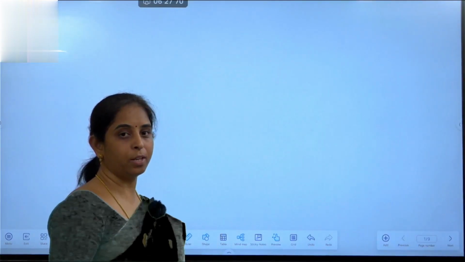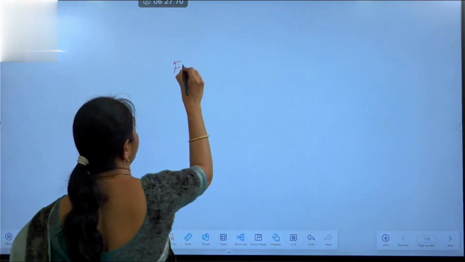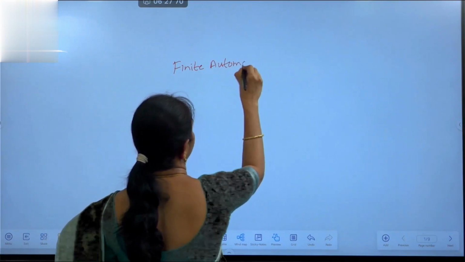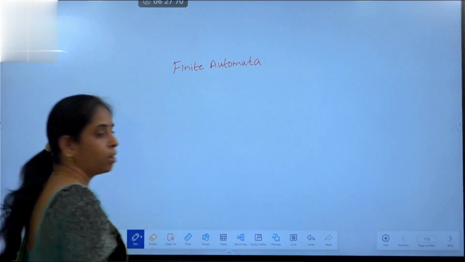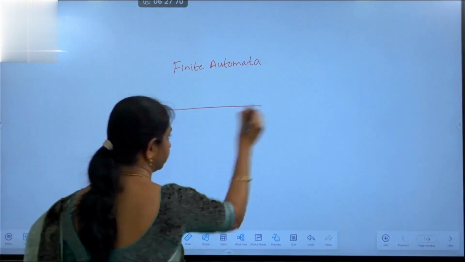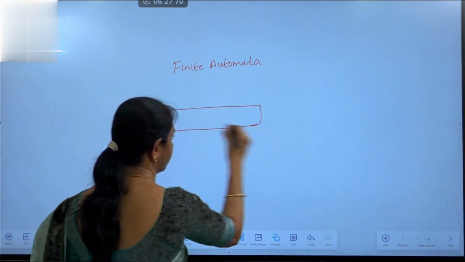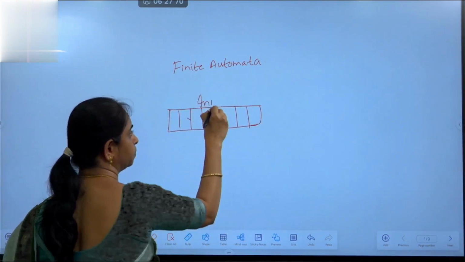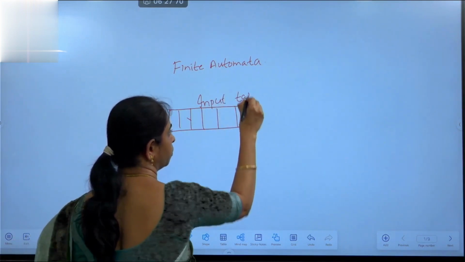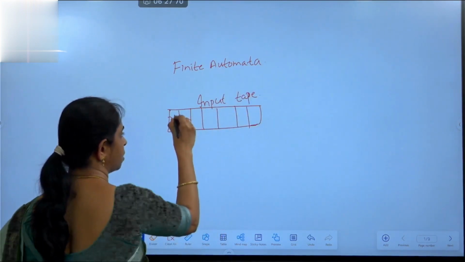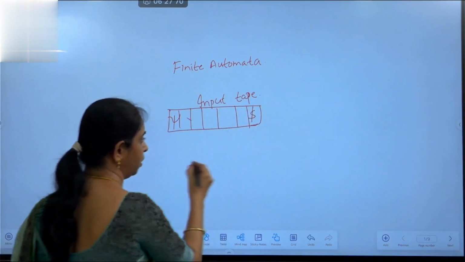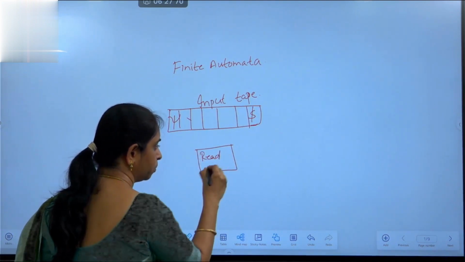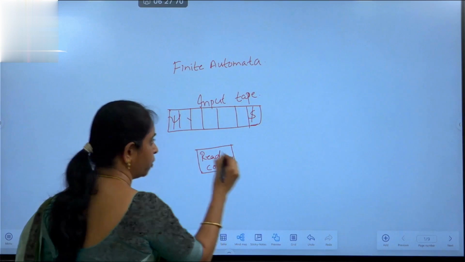We will discuss finite automata. We will see the model of the finite automata diagram. This we will call the input tape. This is the start, the initial symbol, and the end symbol. For each input tape, we have the read control. This control we will define by using the arrowhead.